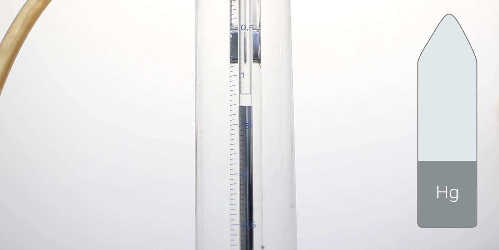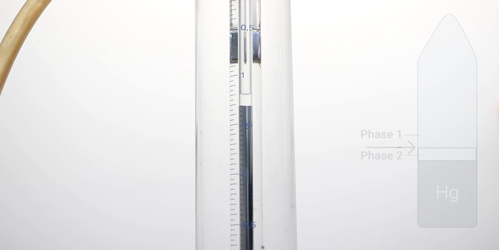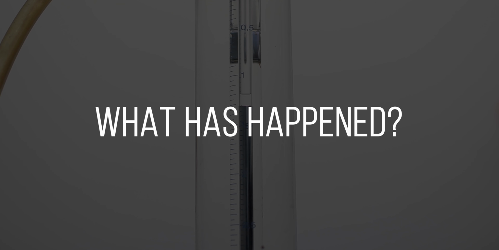Until the previous moment, a single homogeneous and transparent phase of the liquid was observed. But now, a thin layer covering the surface of the mercury plunger is observed, showing the existence of a separation interface between the lower and upper phases. This observation evokes a question: what has happened?